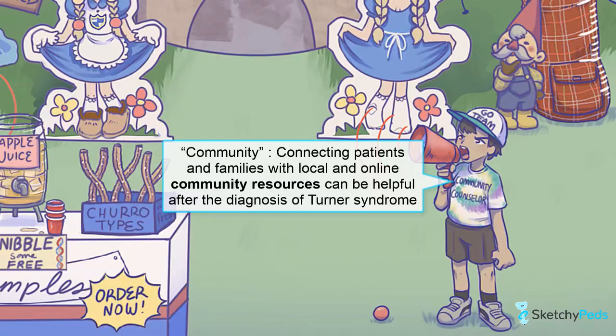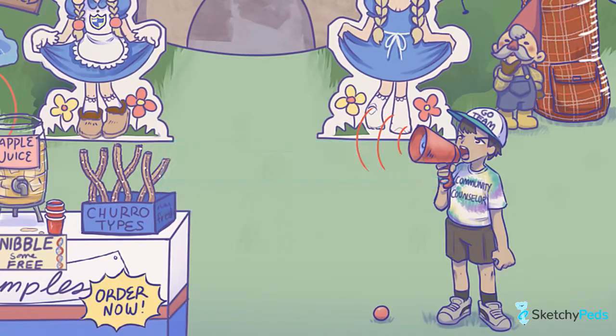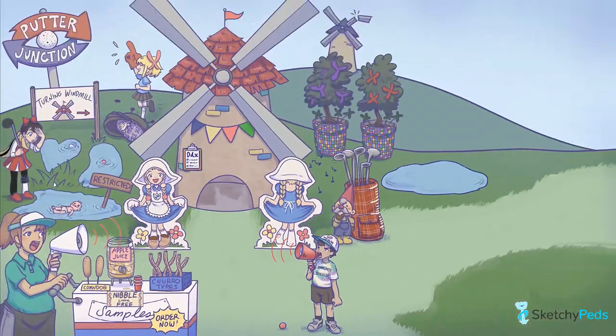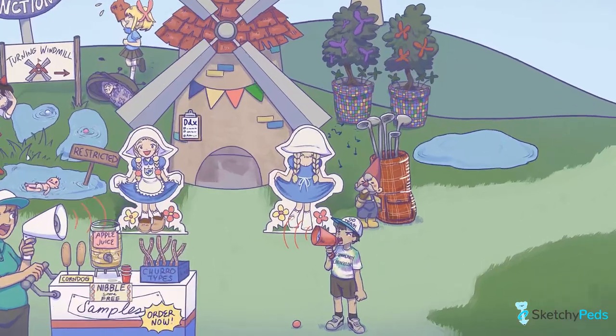Providing families with resources for local and online support groups focused specifically on patients with Turner syndrome can often be very helpful. Once the diagnosis of Turner syndrome has been presented to the family, it's important to review the management plan for these girls. We'll review both the initial evaluation at the time of diagnosis as well as the more long-term follow-up plan. Let's start with the initial evaluation.